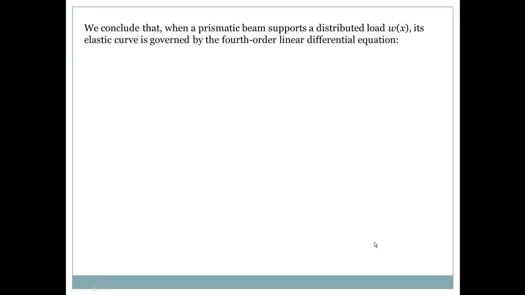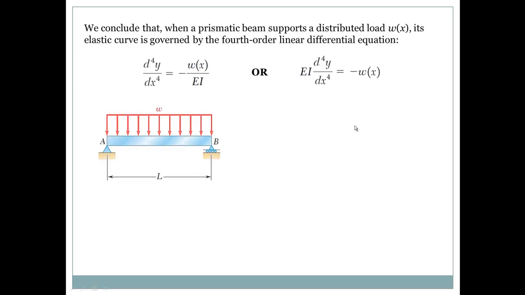So we conclude that when a prismatic beam supports a distributed load w(x), its elastic curve is governed by the fourth order linear differential equation. That's the linear differential equation, or EI times the fourth derivative with respect to x equals minus w(x). So if we have a beam that looks like this, if we know the equation of w, we can get the equation of the elastic curve.